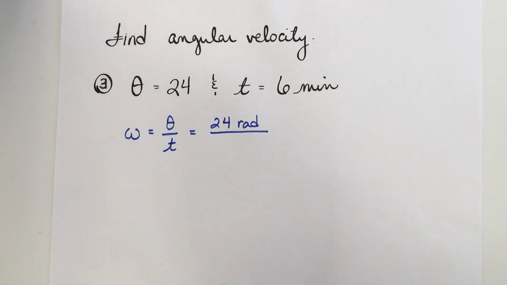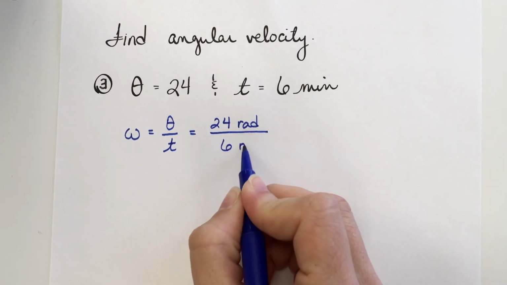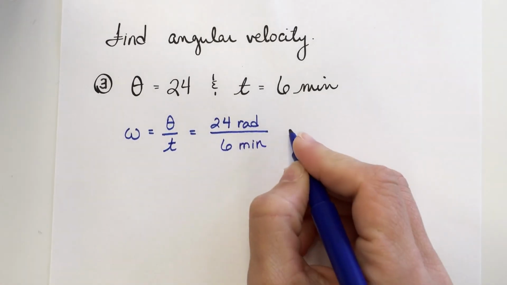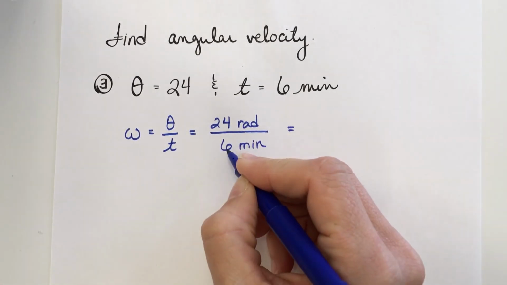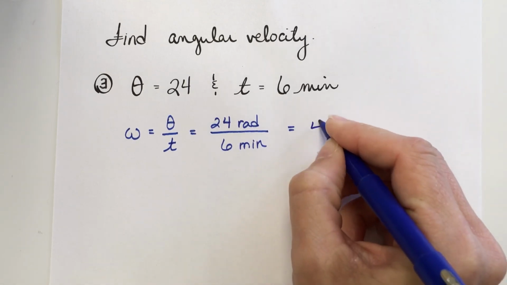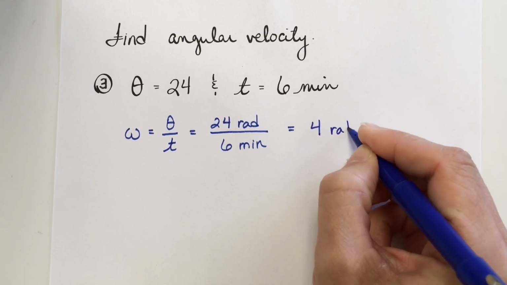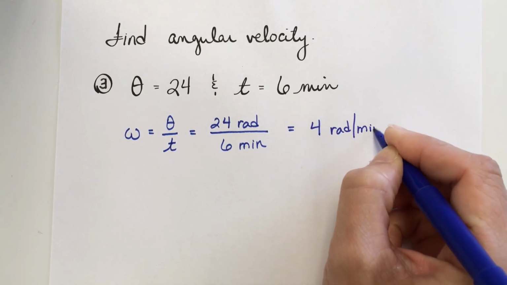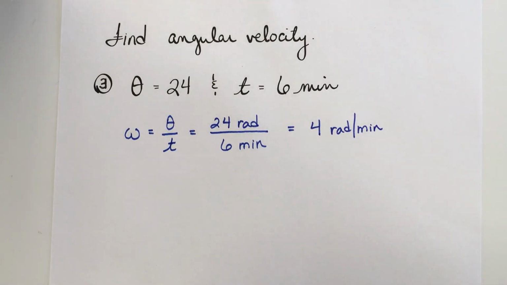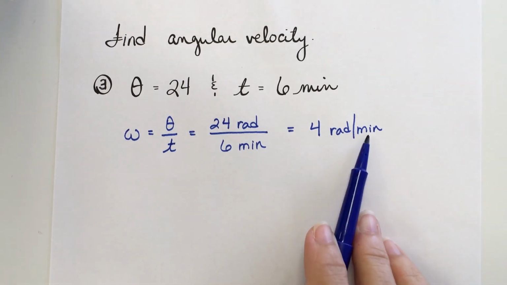Okay, and time is 6 minutes. So 24 divided by 6 is going to give me 4. I've got radians left on the top, minutes on the bottom. So this is going to be radians per minute. Now remember, omega is an angular velocity. Okay, so since it's a velocity, you will have units that are something per something.